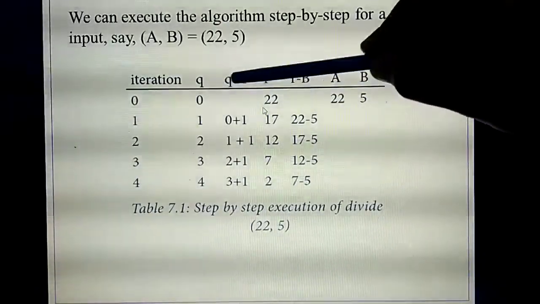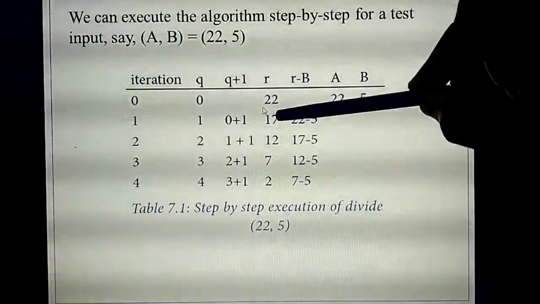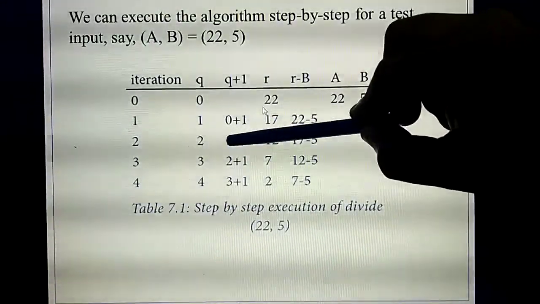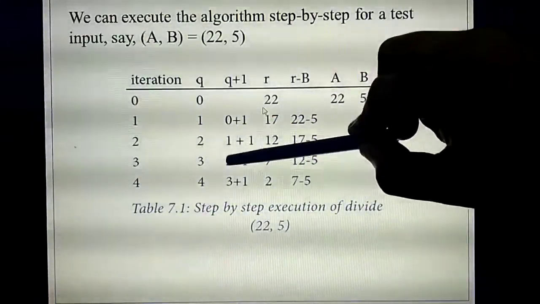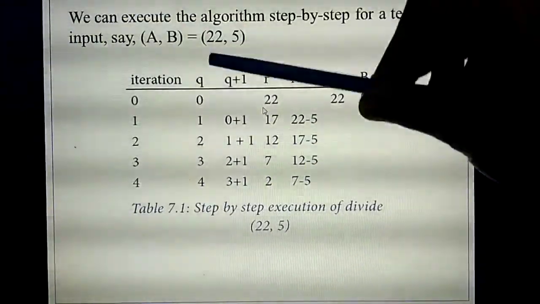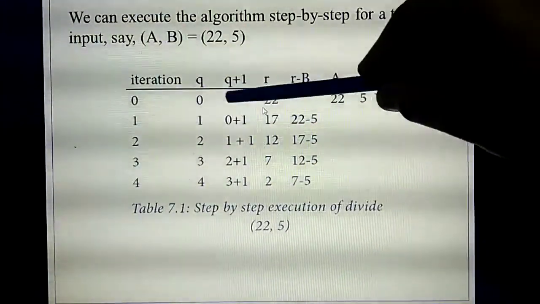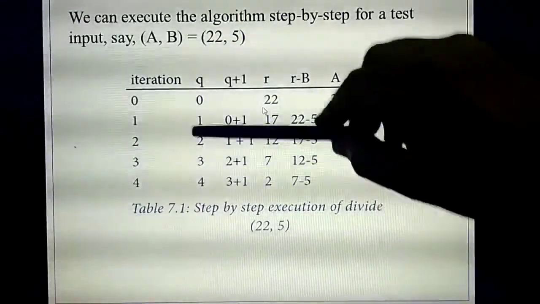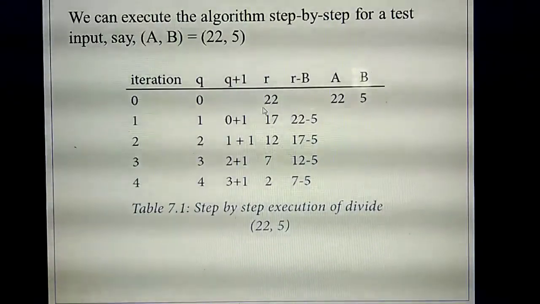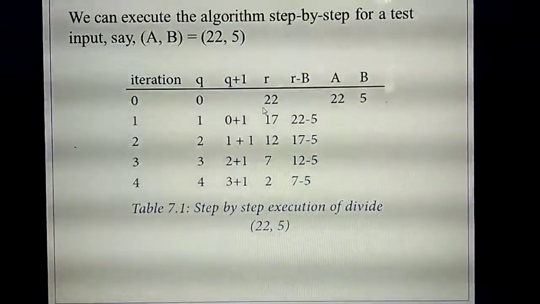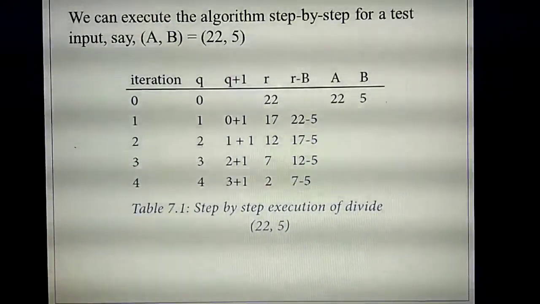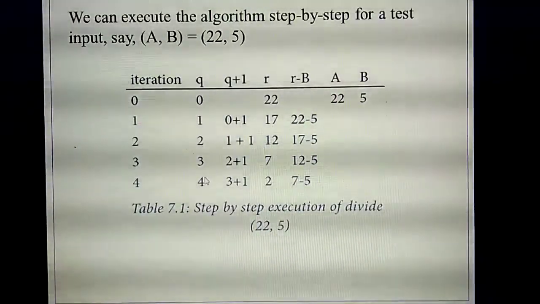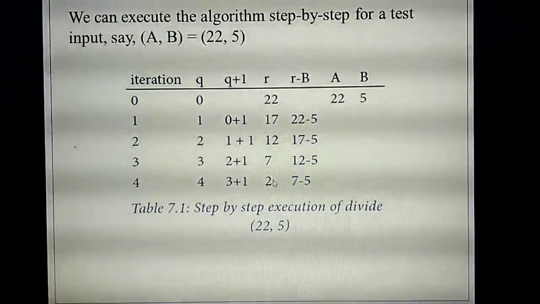So each time the quotient needs to increase by 1. So here 17 means first 1, 0 plus 1, what's the answer? 1. Then 1 plus 1, answer 2. So that answer you need to write like this. 0 plus 1 is 1, then 1 plus 1 is 2, then 2 plus 1 is 3, 3 plus 1 is 4. Understand? This is how the computer will execute the process in each iteration. So how many iterations will there be? 4. In the fourth iteration you will get the quotient as 4 and the remainder as 2.